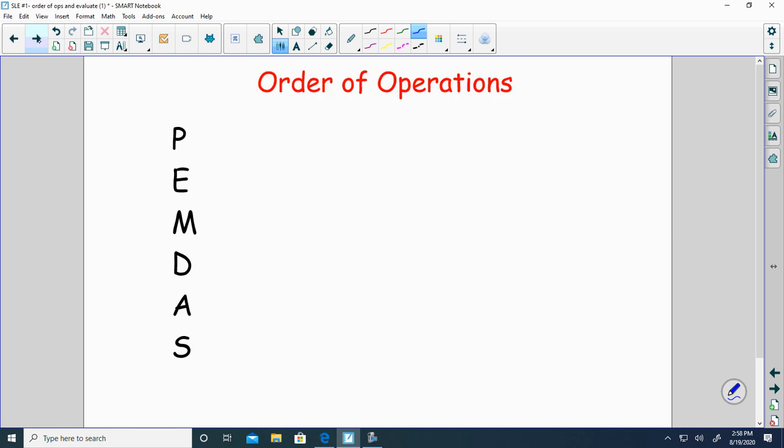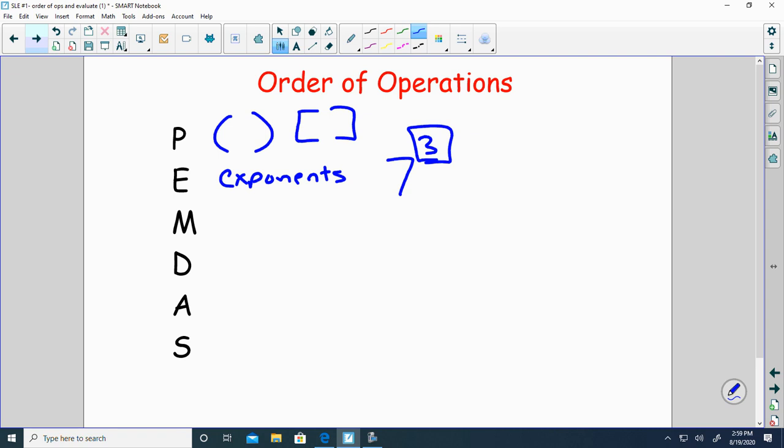So, order of operations. These are your parentheses. They could also be square brackets. Exponents would be like if I had 7 to the 3rd. This right here is your exponent. It's the raised power. And then M is multiply. D is divide. These hold the same operation magnitude.